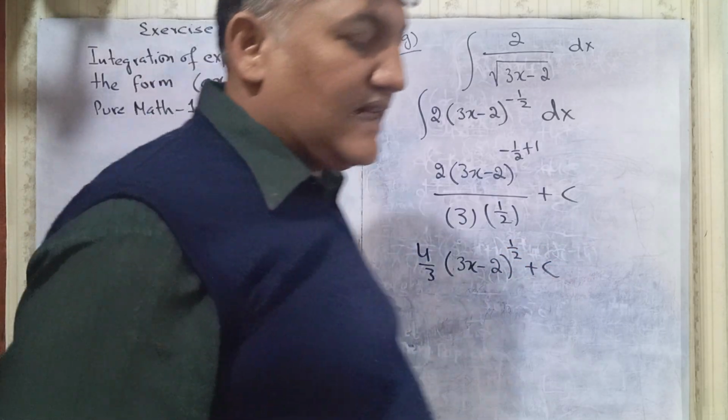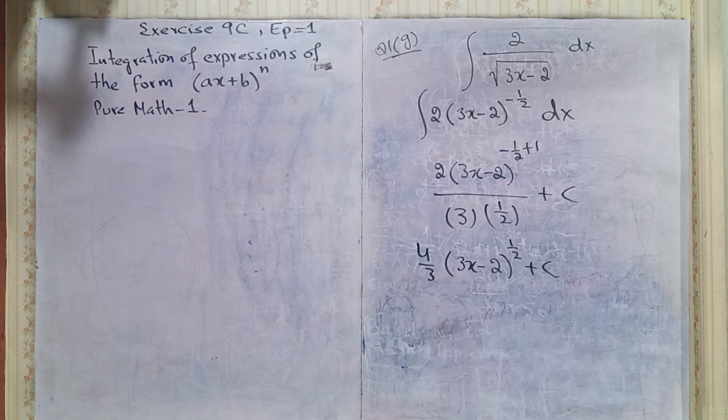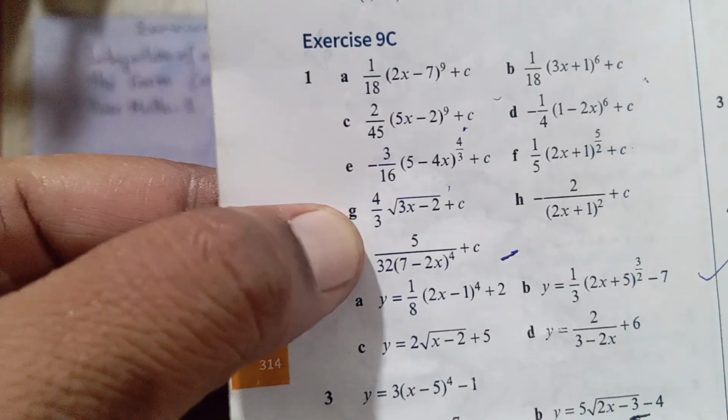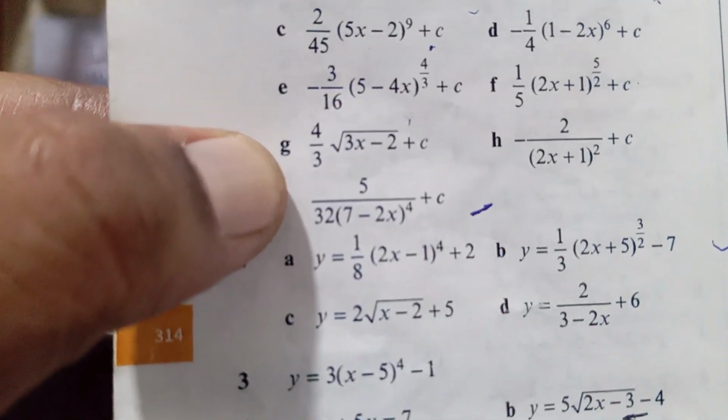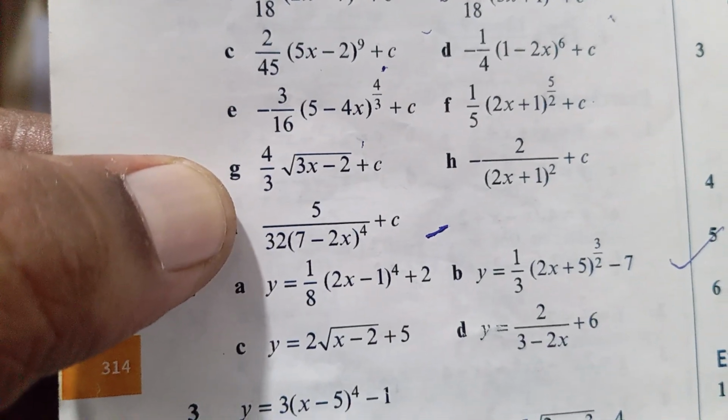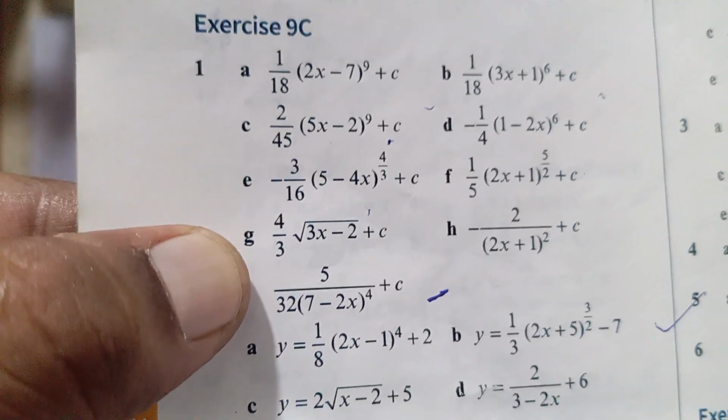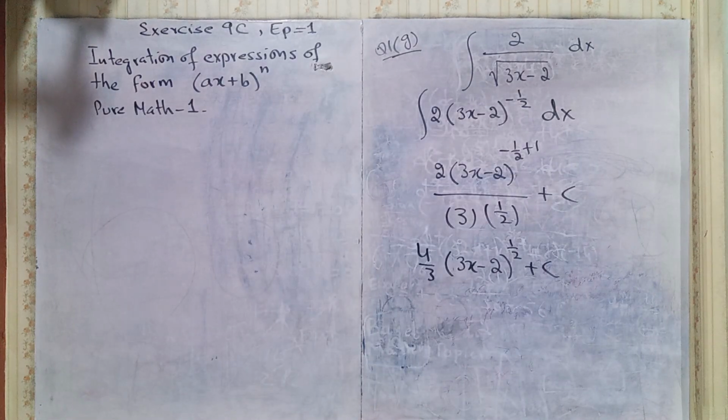So hopefully this will be the answer. Exercise 9C, question number 1, and its G part. They have written it in the radical form. We can also write this as 4 by 3 under root of (3x minus 2) plus c. I wrote it as raised to power 1 by 2. It's the same thing, sir. So this is how you will do question number 1 and its G part.